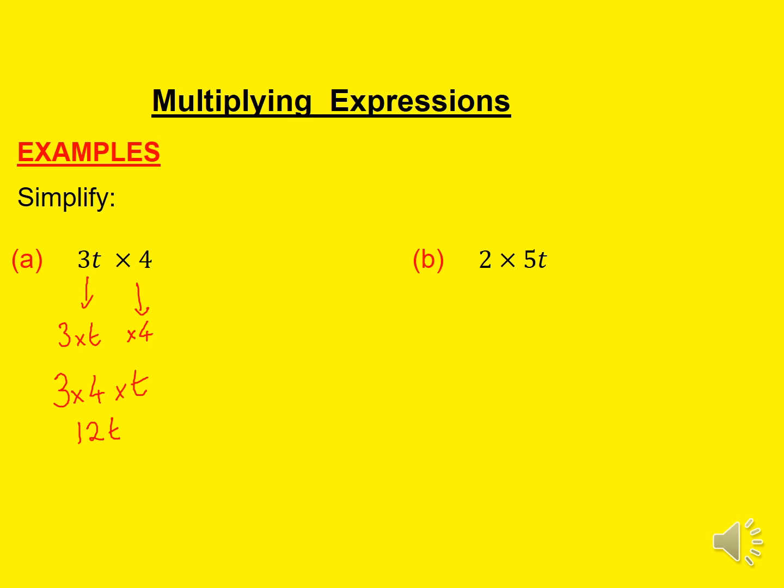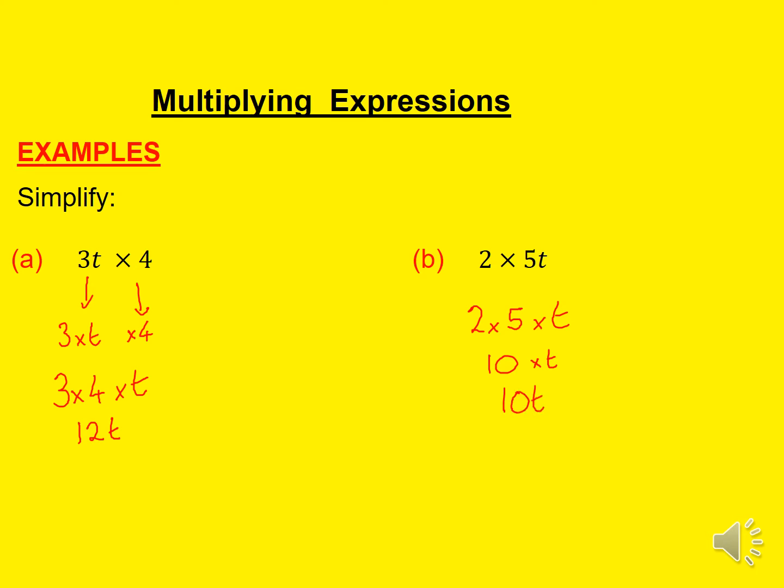So last thing, I'd like you to have a go at this one. So 2 times 5t. If you want to pause and have a go, you can. If you want to just watch me go through it, that is fine as well. Okay, so 2 times 5t. So we've got 2 times 5 times t. So then we're going to times 2 and 5 to get 10. So we've got 10 times t, which is 10t.